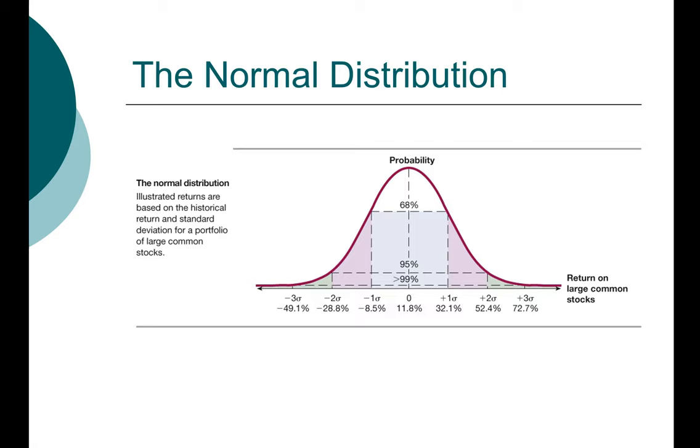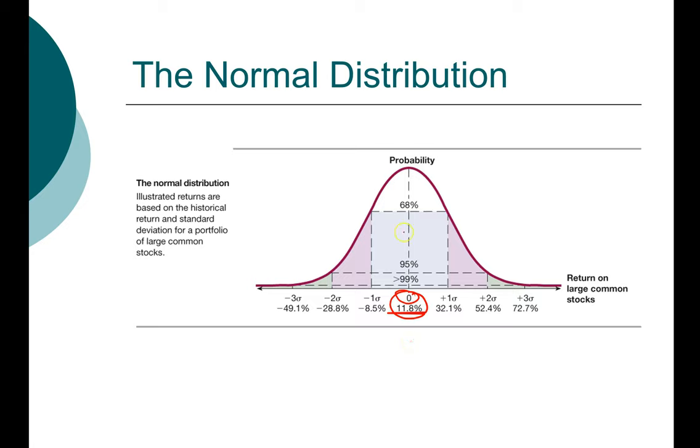One particular type of distribution that's oftentimes used is the normal distribution. This is the most well-known distribution. The normal distribution has the property that it is very well understood, and so we're going to use it as our example as well. So for a normal distribution, your expected return is in the center. So for the large company stock, the expected return is 11.8%.